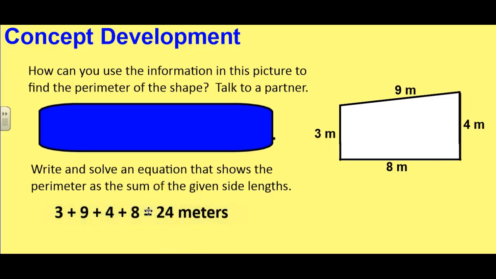So 3 plus 9 plus 4 plus 8 gave us 24, and the M stands for meters. You didn't have to write out meters. You could have just put the letter M, and I would have known that it was also meters. Make sure, like I said in the last lesson, that you're using some type of strategy with these numbers to help you add them up. Start with numbers that will give you easy numbers to add with.